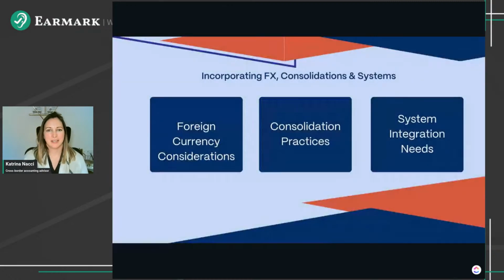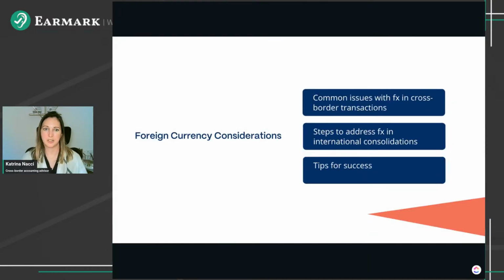So in terms of, like I said before, some of the tangential topics that companies are also dealing with when they're going through GAAP conversions, especially for the first time, are around foreign currency, how you're consolidating multiple entities, and how you're dealing with integrating your systems to be able to maintain that. So in terms of foreign currency considerations, there's typically a couple of different common FX issues that I'm seeing in cross-border transactions. The first is paying attention to assessing your functional currency correctly in each of those legal entities.